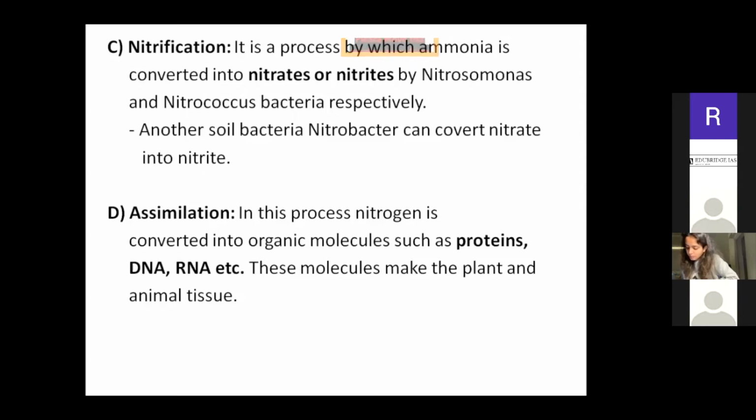So through assimilation, nitrogen is converted into organic molecules such as proteins, DNA, RNA, etc. These molecules make the plant and animal tissue. Fine.